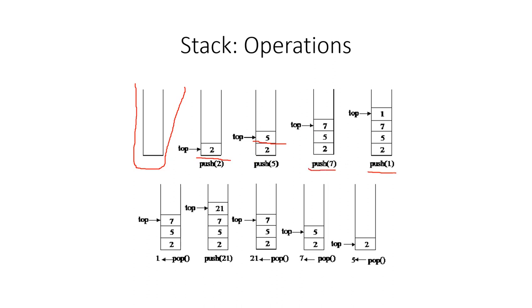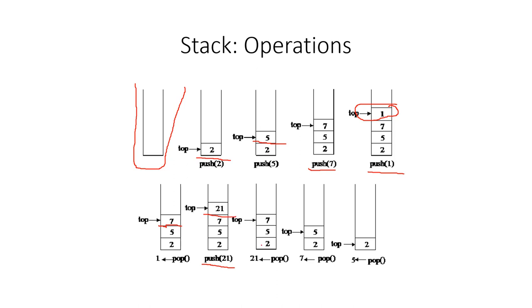Then we add one. Then on the next step, we remove from the top of our stack, which is a one. Then our top element becomes seven. Then we again do push, we are pushing 21, and 21 becomes our top element.